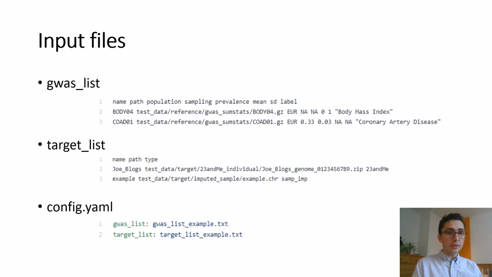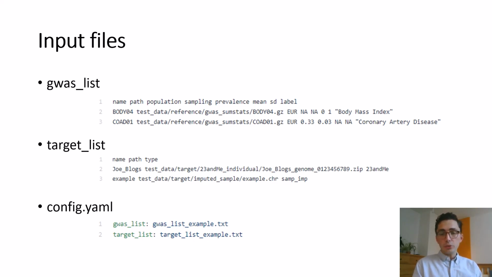The pipeline just requires 3 input files. First, a list of GWAS summary statistics that you want to use, indicating the population in which they were derived, and optionally information regarding the distribution of the phenotype in the general population, i.e. prevalence or mean and standard deviation. Then you provide a list of target samples you want polygenic scores for, with the pipeline currently accepting PLINK 1 binaries, so BED-BIM-FAM, or BGEN files, and also the 23andMe format.